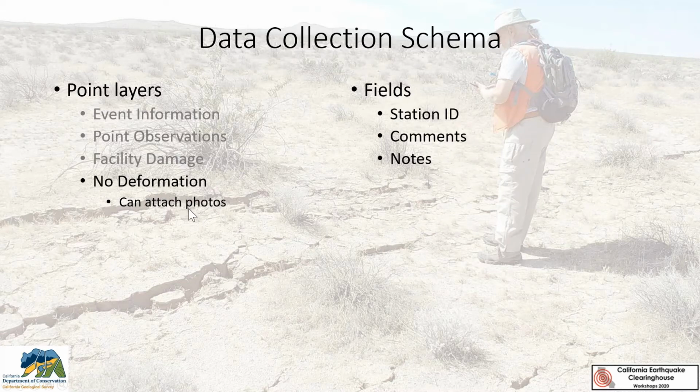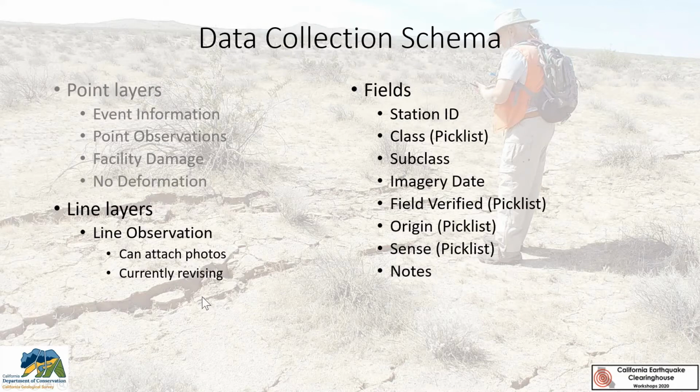We have a no deformation layer, and we were asked by our field team to put this in during the Ridgecrest response because there were large areas that had no deformation that they were going to, and they wanted to be able to see that quickly on the map, so they'd know, okay, this isn't an area we need to worry about right now. So we added this layer, and from what I've heard, it has been extremely useful. For our line layers, we have a line observation.